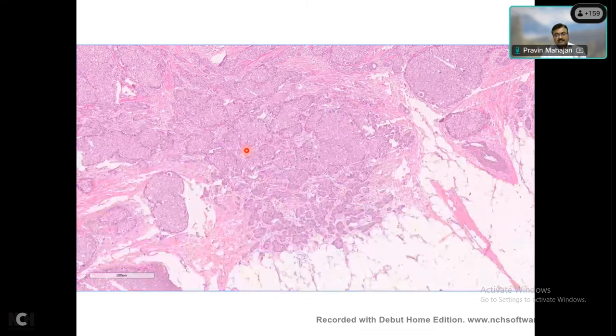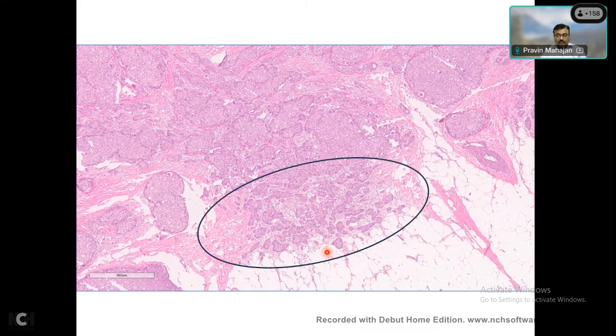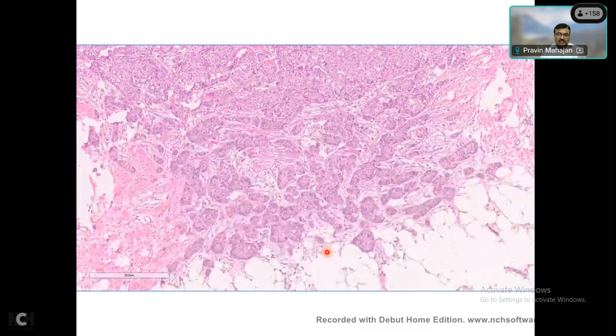But there was an area within this lesion wherein you start to see something which is infiltrating as a very small nest, and which is going into the fat also. So this area looks like we are probably dealing with invasive carcinoma along with solid papillary carcinoma, and that is on the high power. You can make out, yes, we may be dealing with invasive carcinoma here.